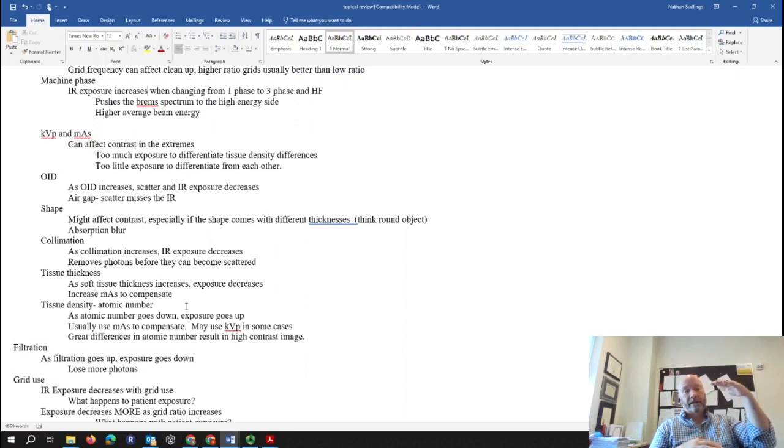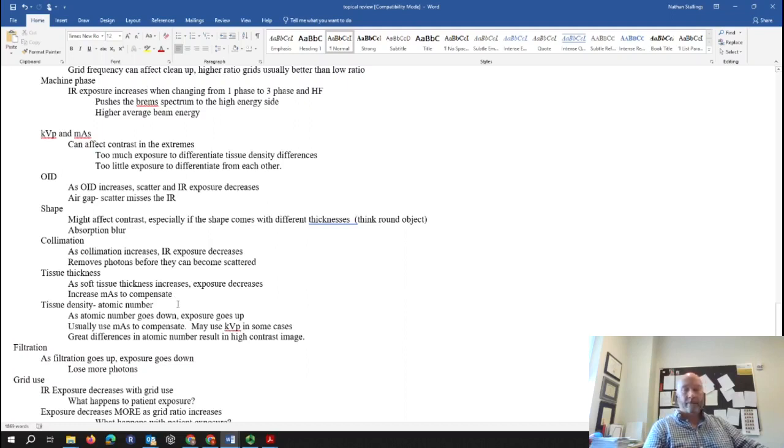Yeah, you create more scatter radiation. A lot of that scatter is going to be absorbed inside of the patient, not make it to the image receptor. What comes through the patient is primarily going to be scatter radiation because of the increase in thickness. But if you don't change your technique and you increase thickness, then your image receptor exposure will decrease. So, if you have an increase in density, then it's not necessarily going to be scatter radiation that causes a decrease in image receptor exposure.